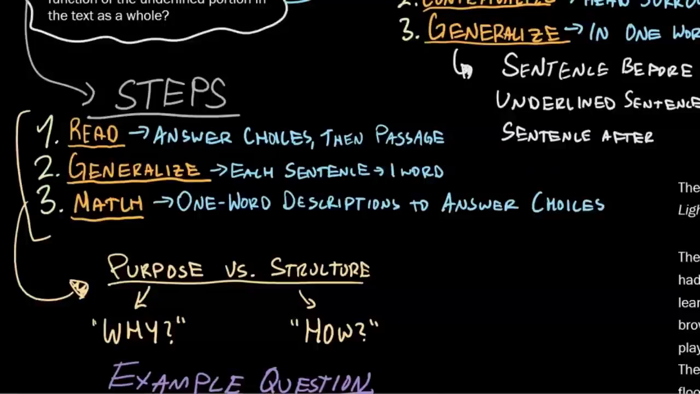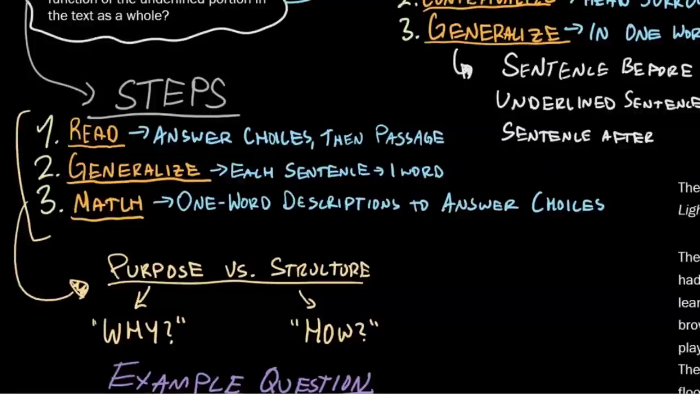Then after you do that, you're going to match your 1-word descriptions to the answer choices, and that's pretty simple. Now we're also going to go over one little technicality here. If you have a question that asks for the purpose, that is the why. Why is the author writing this? What reason does the author have of giving this information to you? Why is this author including this sentence or that sentence?